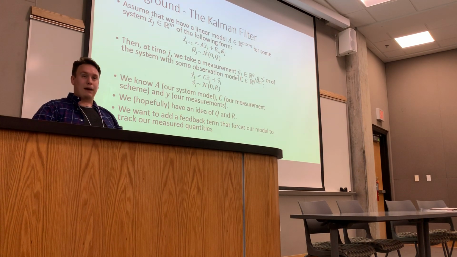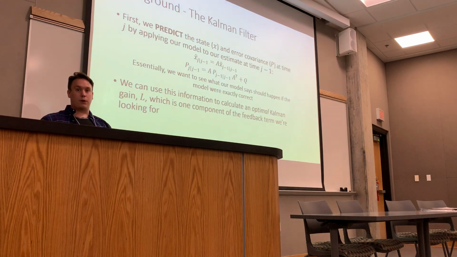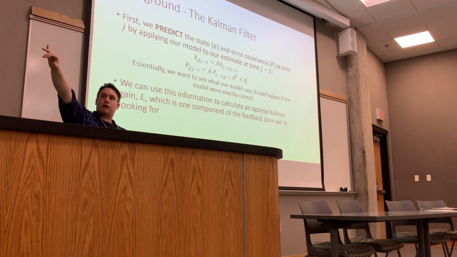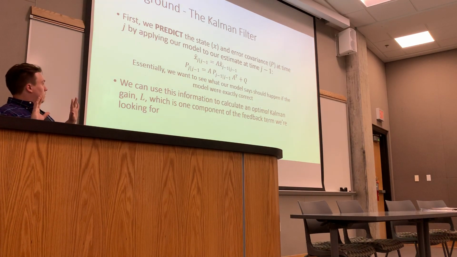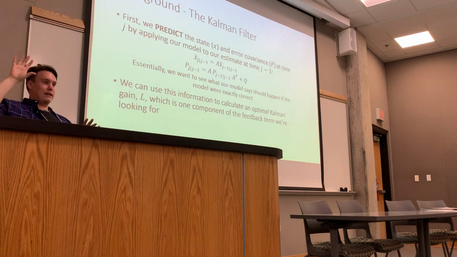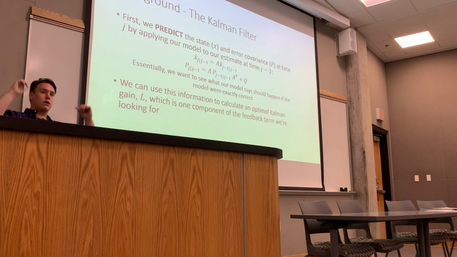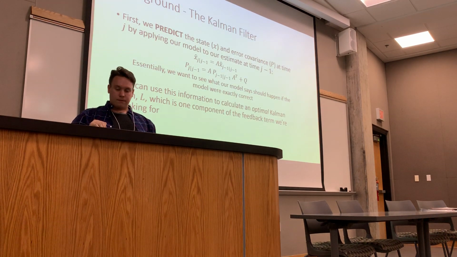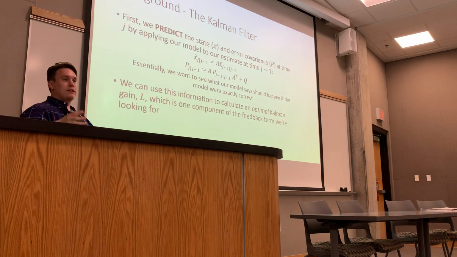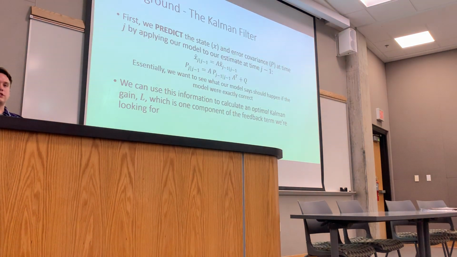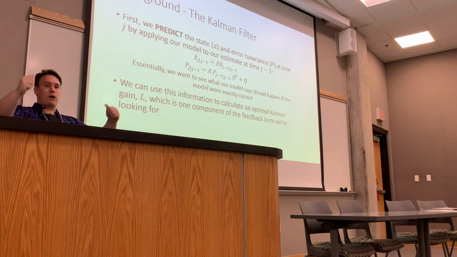So, for any point in time, the first thing we need to do is predict what's going to happen next. And the way we do that is we just apply our model, right? So we're just multiplying this vector. I'll explain my notation a little bit. We have x hat j minus 1 given j minus 1. That is our most recent estimate of what the state of our model is. And then we apply our model to that, and we get x hat j given j minus 1. That is our prediction of what should happen next, given what we think already happened.